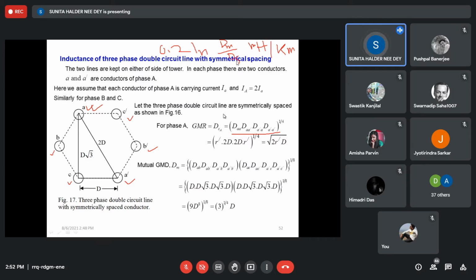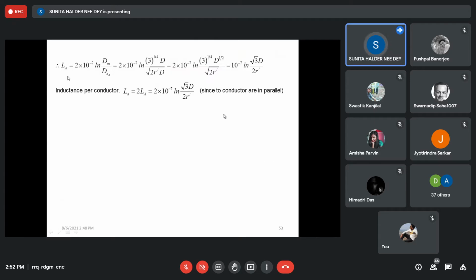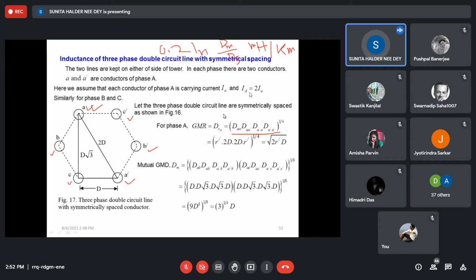Now you just put in the formula. Then LA will be 0.2 into 10 to the power minus 7 ln Dm by Ds. You can use that formula also. This is the inductance of phase A, because when we use the GMD GMR formula, if you have gone through the last class, it gives the total inductance of that conductor, not the subconductor. If you remember, there were P number of subconductors in the conductor, so we made the average La by P.